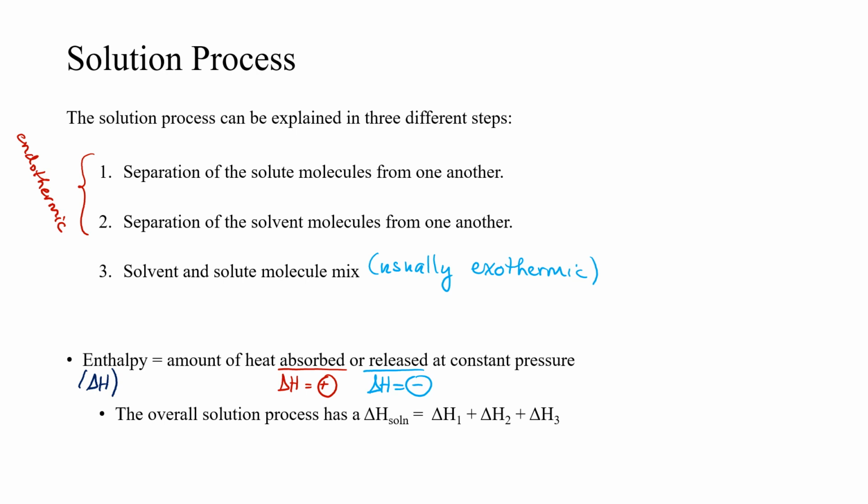So the overall process of creating a solution involves these steps that are listed here, number 1, 2, and 3. You can actually predict the sign for the delta H based on numerical values for the steps that you have. The delta H is just adding the delta H's of all of the steps. When the separation of the molecules is happening, that's an endothermic process. It will be absorbing heat, so you have a positive delta H for this one.